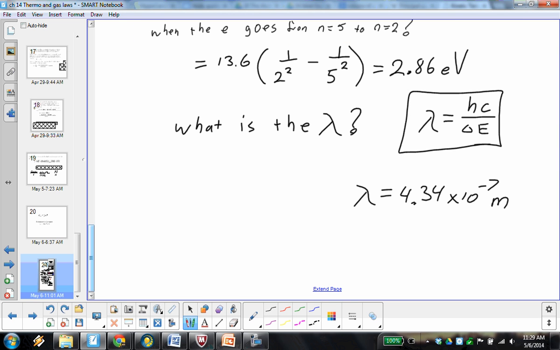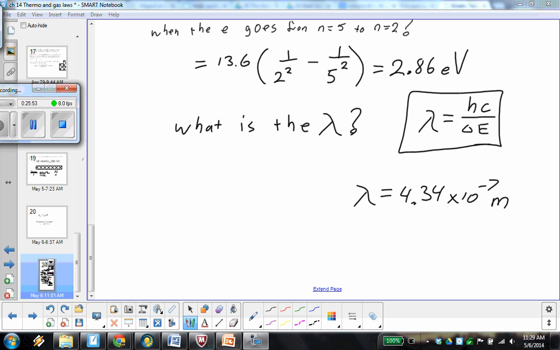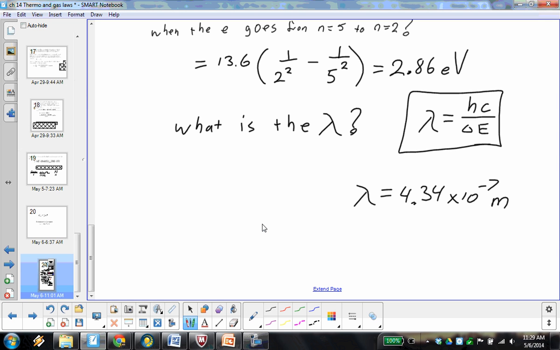I'm confused. Because we need to use the 4.14 times 10 to the negative 15th electron volts times seconds for Planck's constant. Because this energy is being measured in electron volts, we have to match that unit in this equation. So H must also be in electron volts times seconds. With that said, that will come up to 3.34 times 10 to the negative 7th.